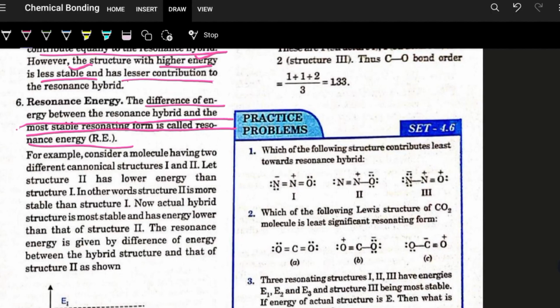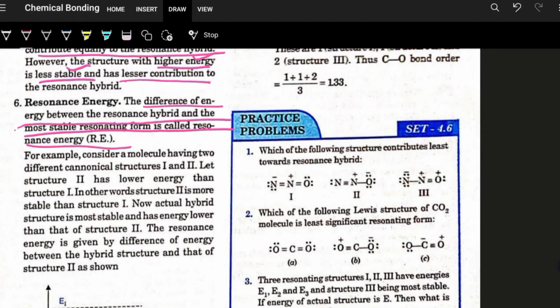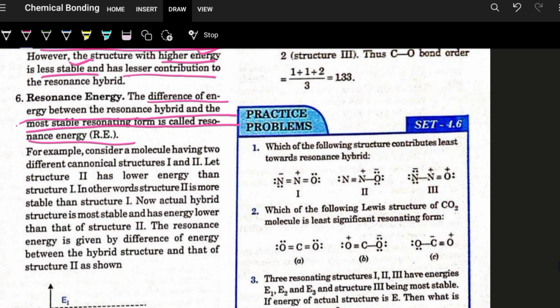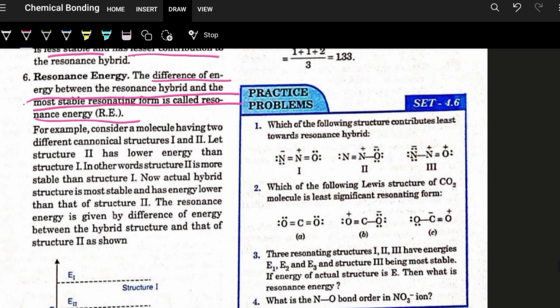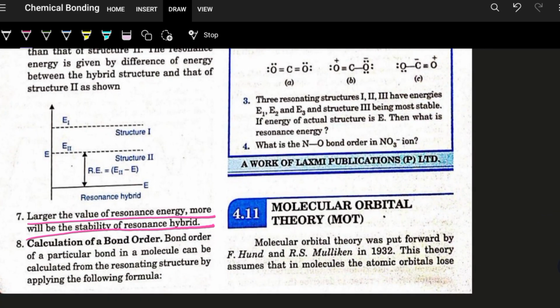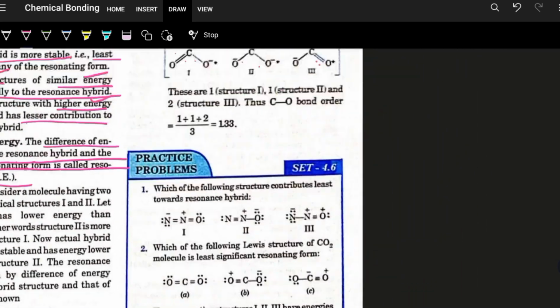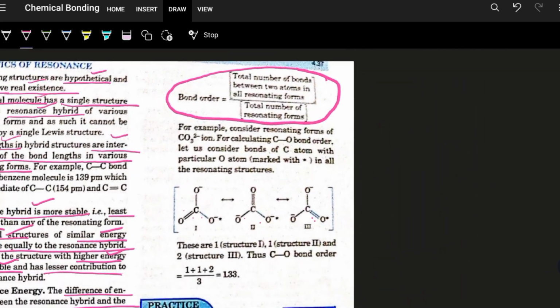What is resonance stabilization energy or resonance energy? It is the difference between the energy of the resonance hybrid and the most contributing structure, that means the resonating structure that has the least energy. That is known as resonance stabilization energy. The larger the value of the resonance energy, the more will be the stability of the resonance hybrid. Now, calculation of bond order has a formula which we can apply.